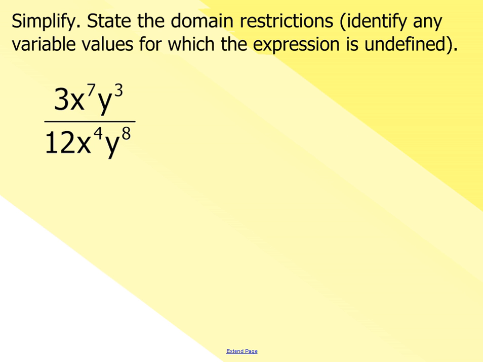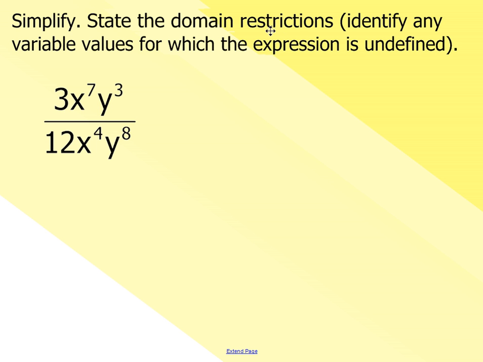The easiest type to work with first is a monomial divided by a monomial. So that's the example that I have right here. The directions say to simplify and then to state the domain restrictions. That's basically any variable values for which the expression is undefined. So it's going to be undefined if we have a 0 in the denominator. We're not allowed to divide by 0. That's like the one rule in math that you can't break. We can't divide by 0.